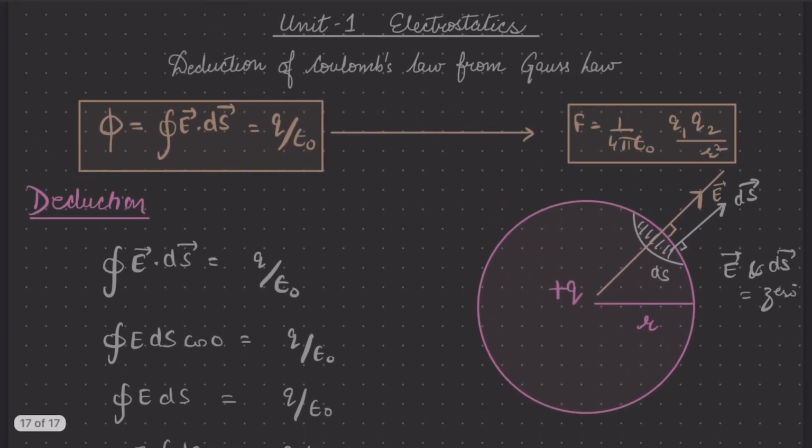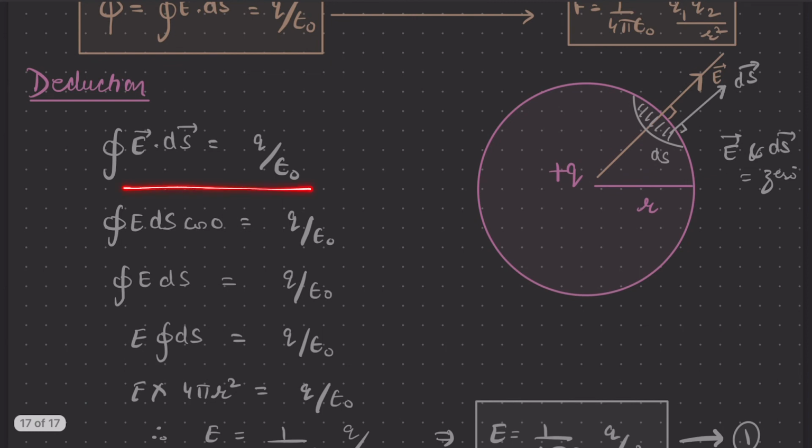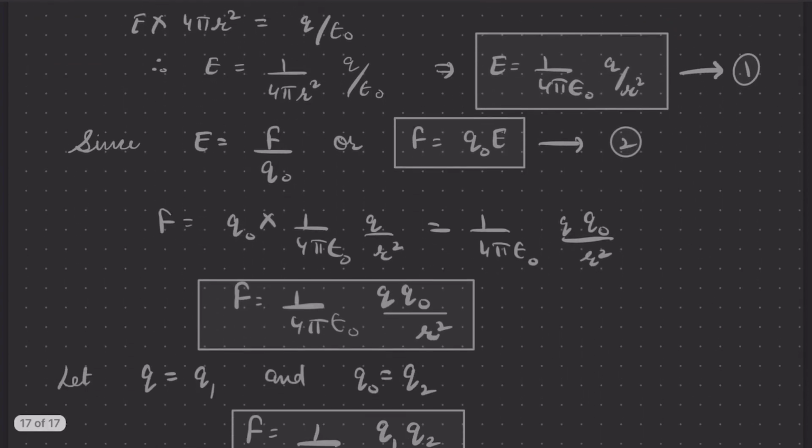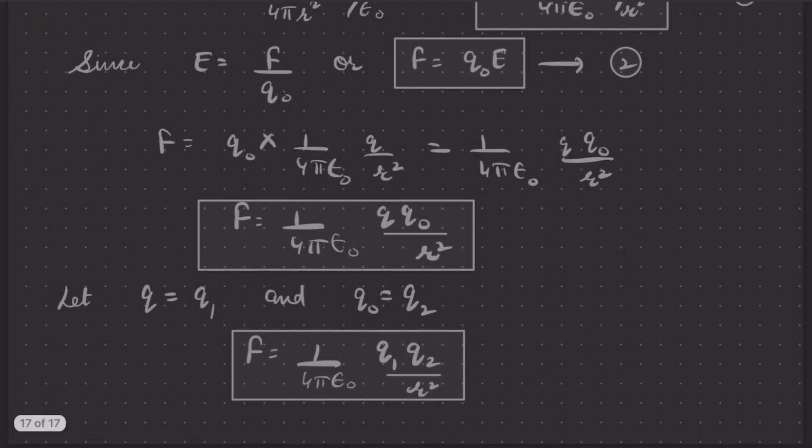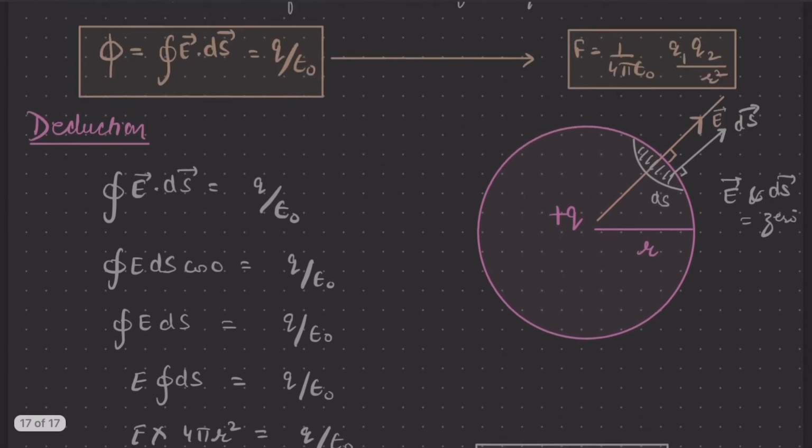So finally we started solving our article from the Gauss theorem. We considered a charge which is enclosed by a closed Gaussian surface. We started our article from the definition of Gauss law, that is closed integral E dot ds is equal to q upon epsilon naught, and finally we reached the result, that is F is equal to 1 upon 4 pi epsilon naught q1 q2 upon r square, which is Coulomb's law. So we have deduced the Coulomb's law from the Gauss law, and I hope you have understood this article.